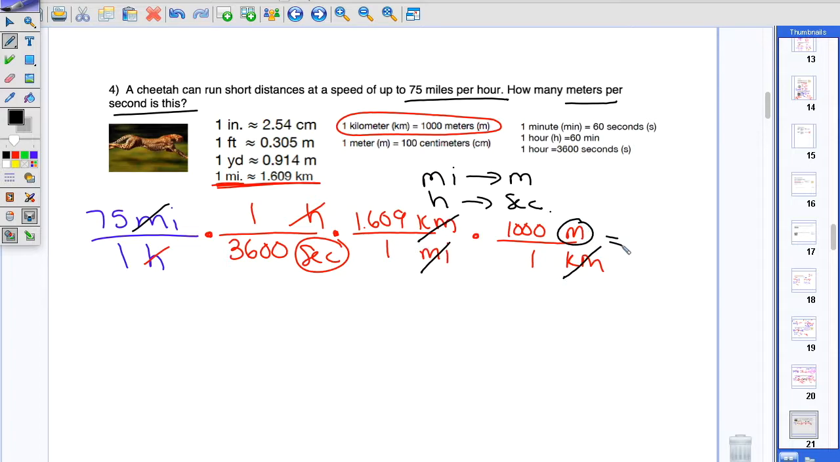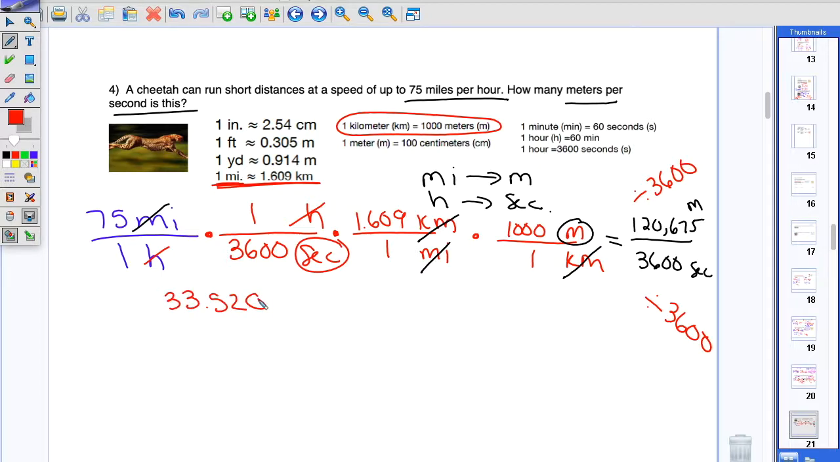meters. So multiply everything across in the numerator, 75 times 1.609 times 1,000 to give you 120,675 over 3,600, and this would be meters over second. Divide your numerator and denominator by your 3,600 seconds. And we end up getting 33.520 or 33.52 over 1. So that would be meters over seconds.